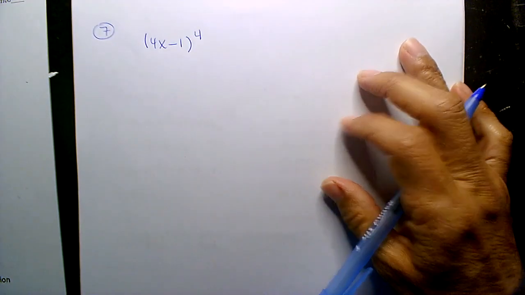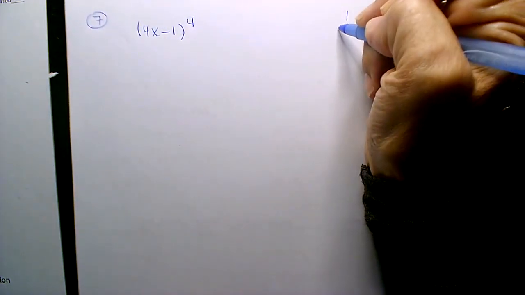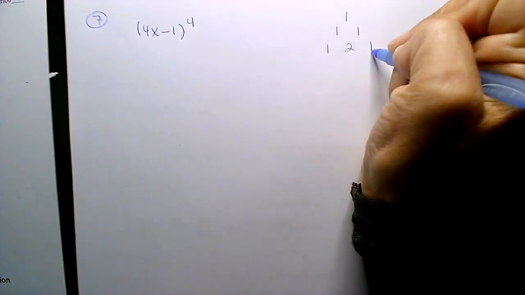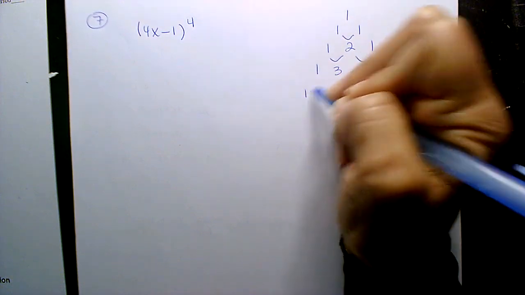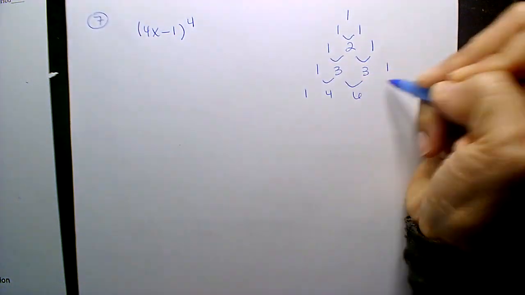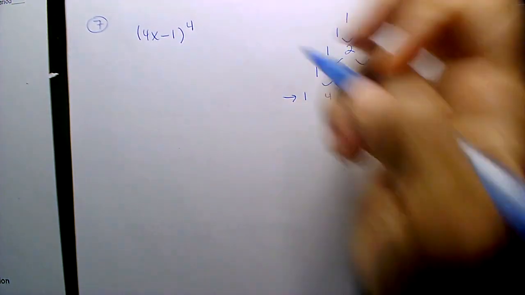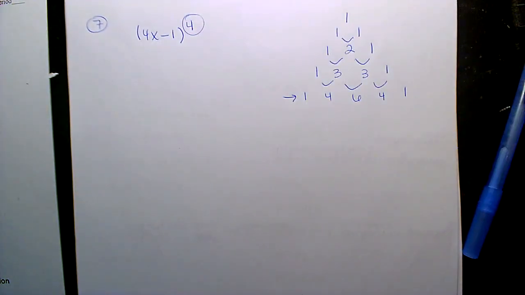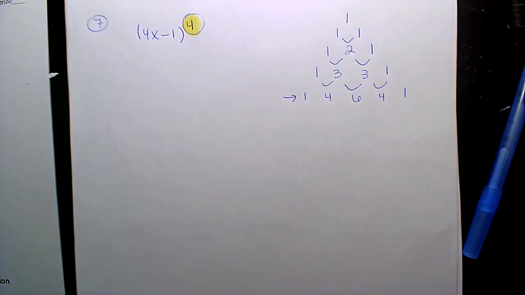Pascal's triangle will be given to you on the day of the test, but it's always 1, 1, 1, 2, 1, 1, 3, 3, 1, 1, 4, 6, 4, 1. So this is the row I want because this is the degree. It's a 4th degree, so that's the row.